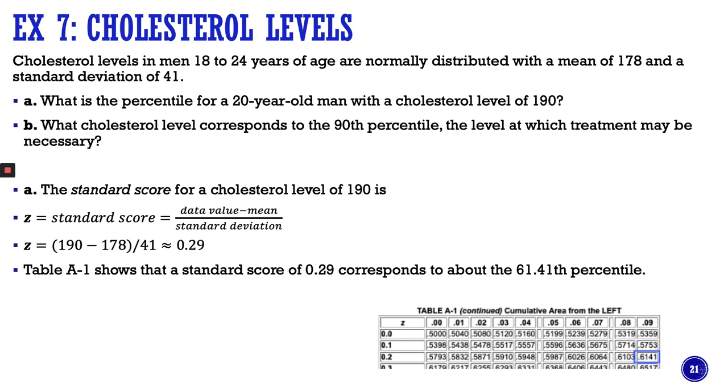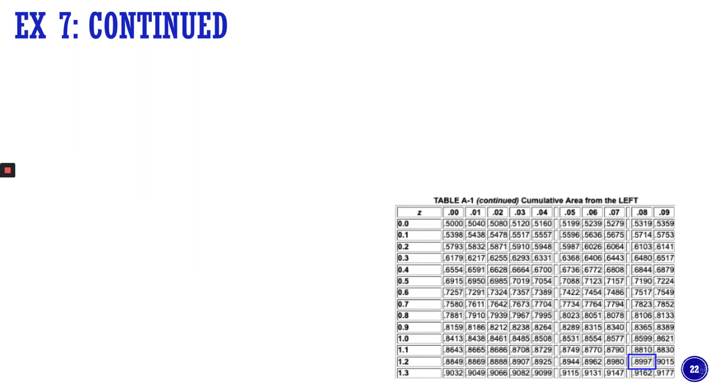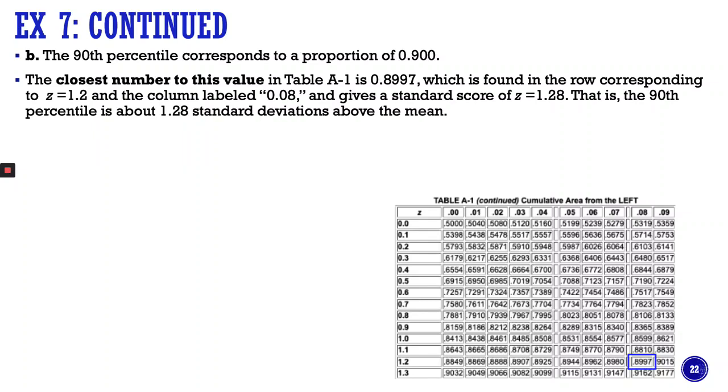Part B asks what cholesterol level corresponds to the 90th percentile, the level at which treatment may be necessary. So the 90th percentile corresponds to a proportion of 0.900. The closest number to this in our table is 0.8997, which is found in the row corresponding to z equals 1.2 and 8.